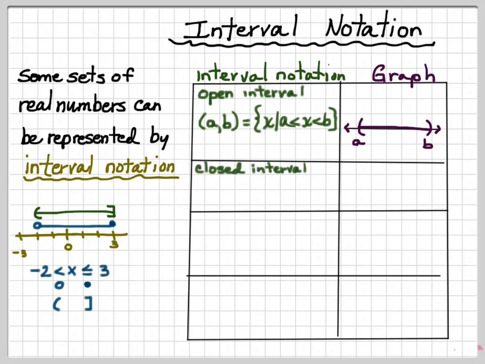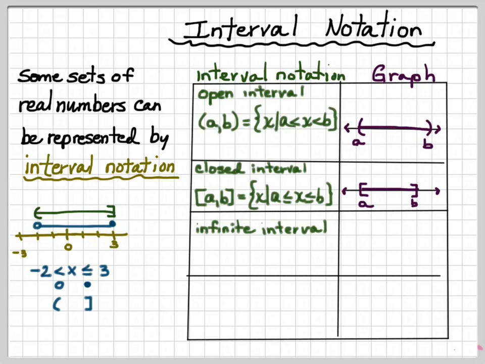A closed interval means that the endpoints are included. So we would have in brackets a comma b. And the way that we would represent that in set builder notation is the set of x such that a is less than or equal to x is less than or equal to b. And the graph would look like this.